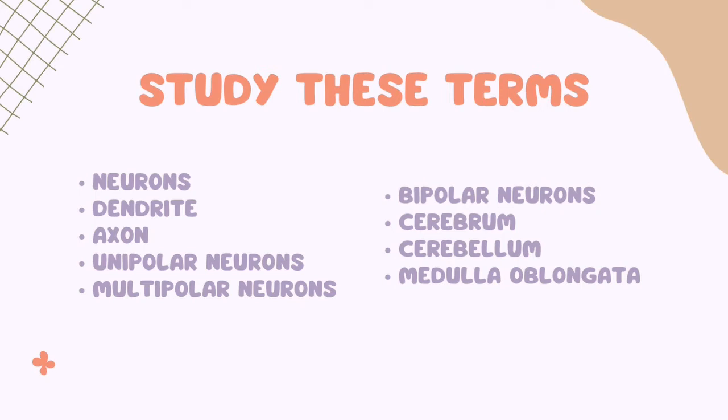Okay, so next one is the bipolar neurons. Again, bipolar neurons are interneurons that usually bridge and process messages from sensory neurons to the motor neurons.